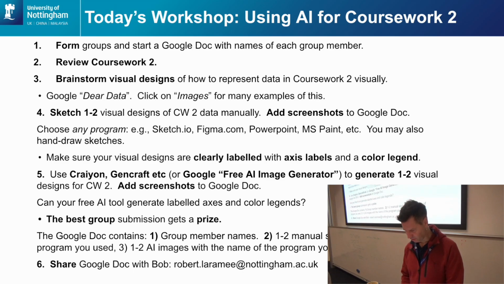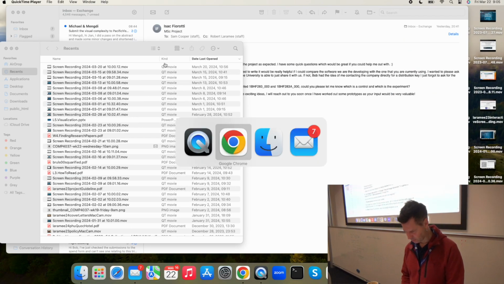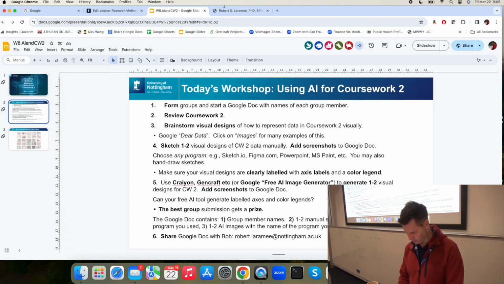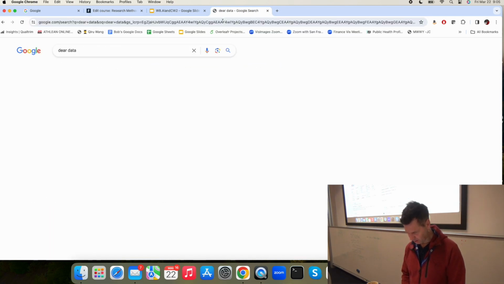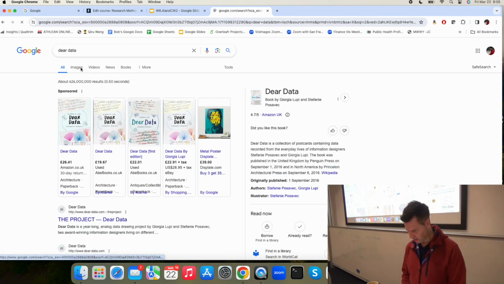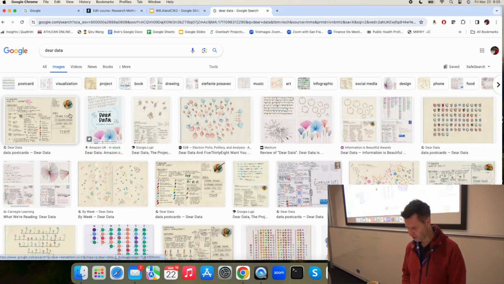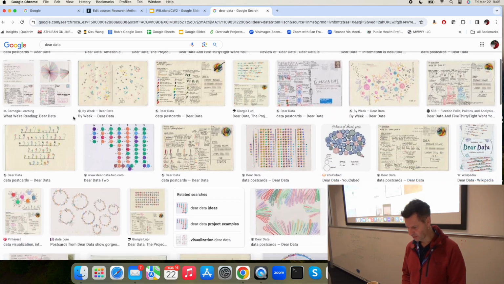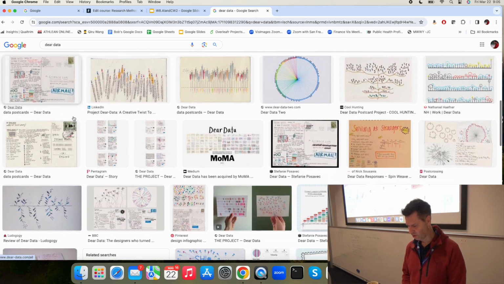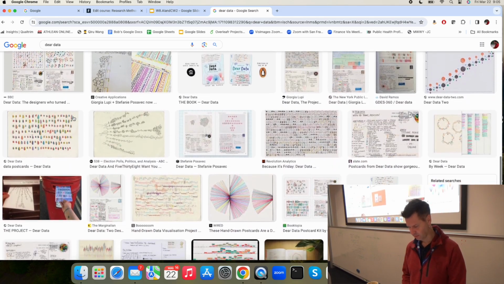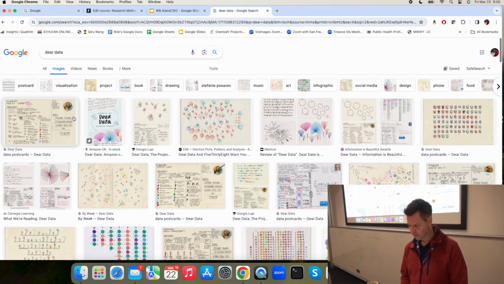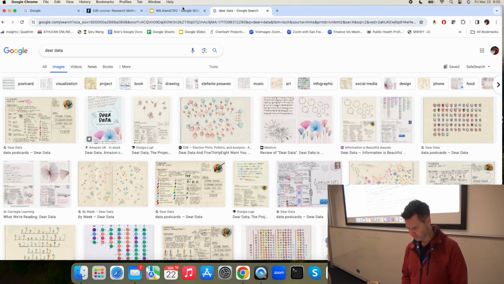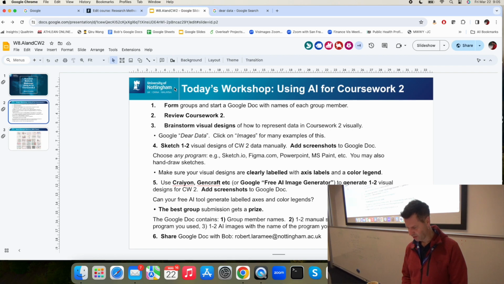I can do that right now, actually. I can put in Dear Data. I can click on images. And these are all hand-drawn images of different data sets. They're all sketched by hand. And they're all interesting, right? So that's part 1: brainstorm visual designs of how to represent the data in Coursework 2 visually.